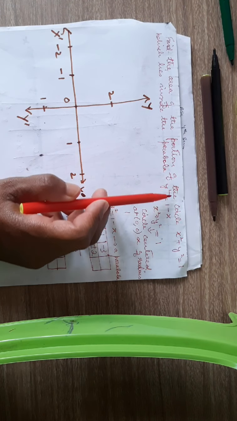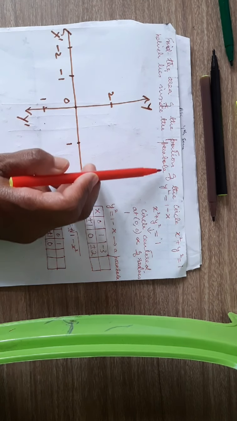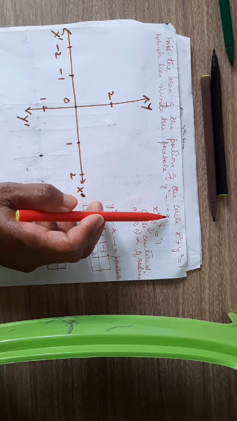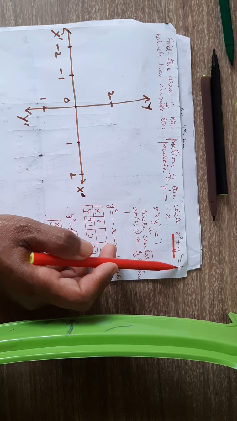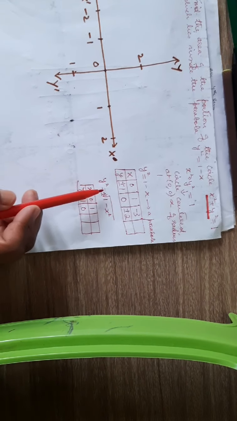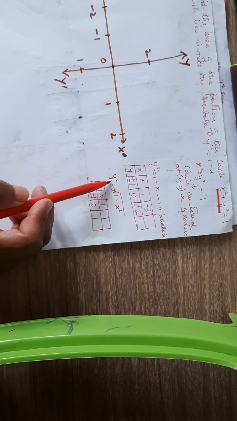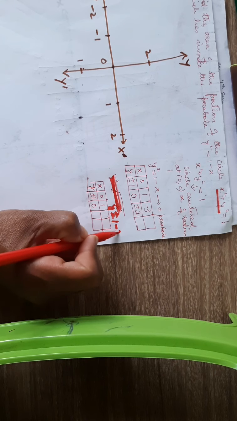Find the area of the portion of the circle x squared plus y squared is equal to 1, which lies inside the parabola y squared is equal to 1 minus x. Now we know that x squared plus y squared is equal to 1 represents a circle centered at the origin and of radius 1. So you can simplify it, then you'll get y squared is equal to 1 minus x squared.